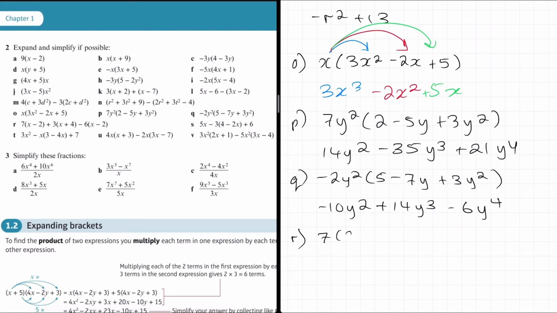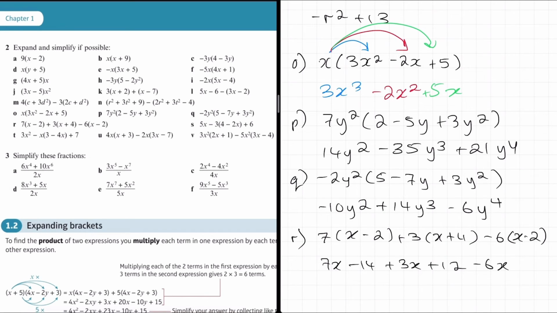7 times x minus 2 plus 3 times x plus 4 minus 6 times x minus 2. So 7 times x is 7x, 7 times minus 2 is minus 14. 3 times x is 3x, and 3 times 4 is 12. Then we have minus 6 times x is minus 6x, and minus 6 times minus 2 is positive.